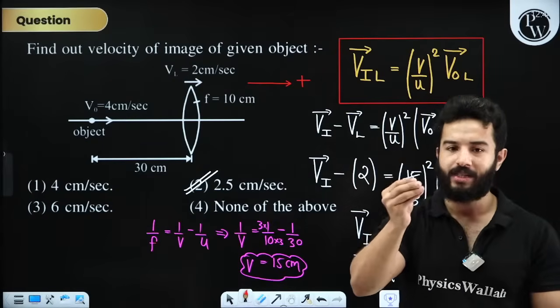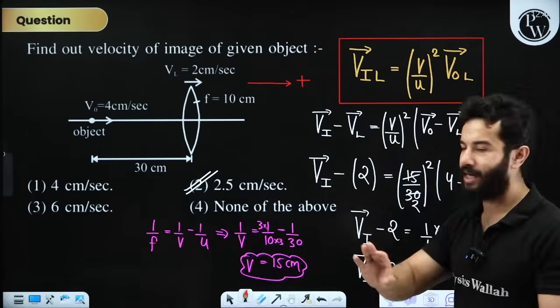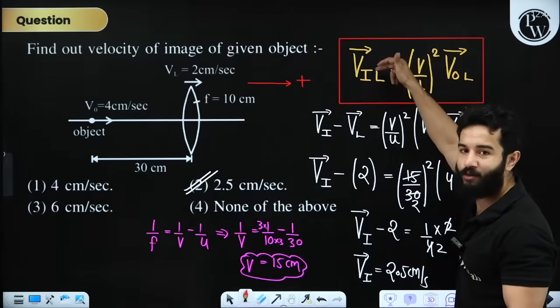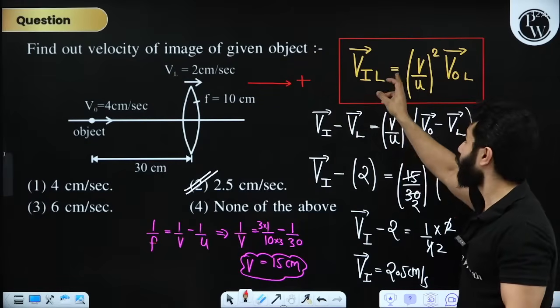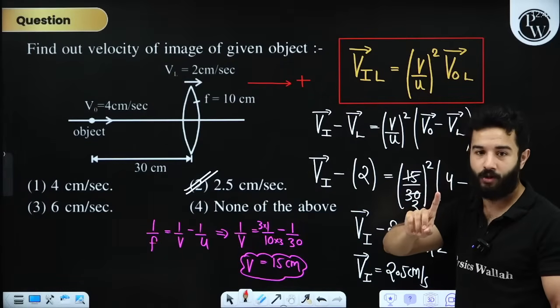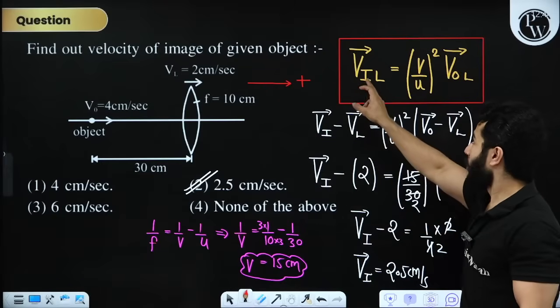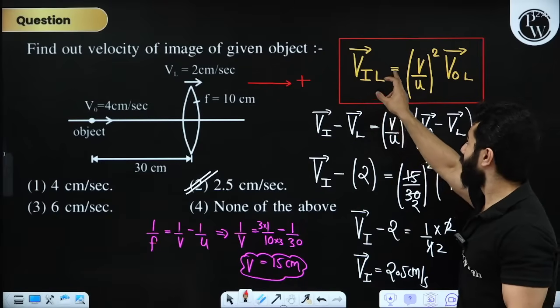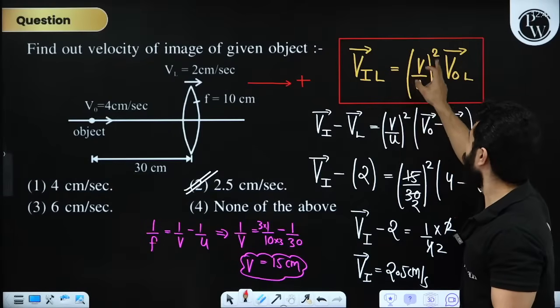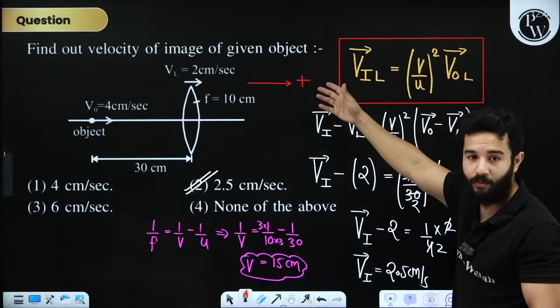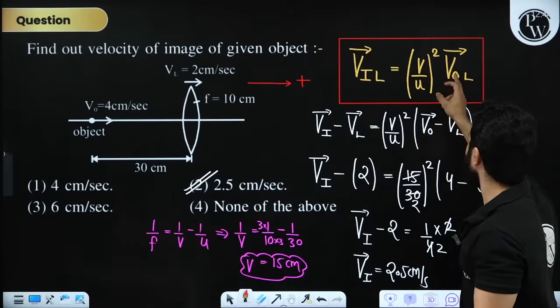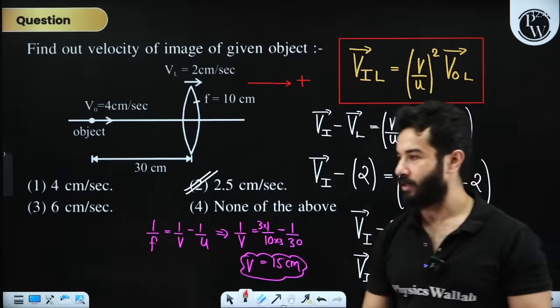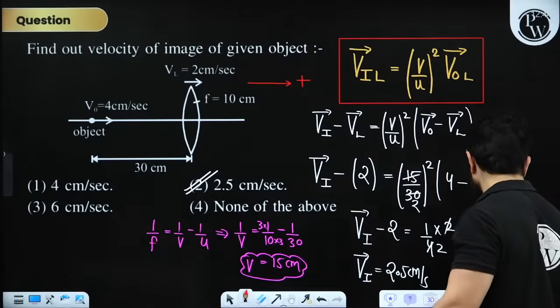Now just to save your time, please remember that you can use exactly the same formula for mirror. You only have to add one negative sign. That is the most important thing to remember. So velocity of image with respect to mirror is equal to minus (v by u) whole square. Minus is obviously outside of the bracket, and then velocity of object with respect to mirror. Same formula. Clear? I'm moving on to the next question.